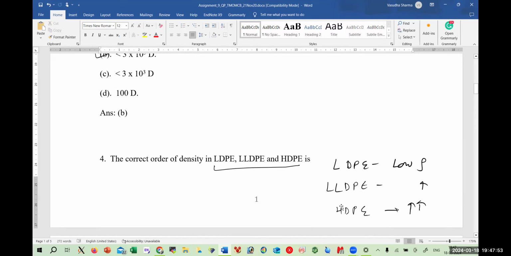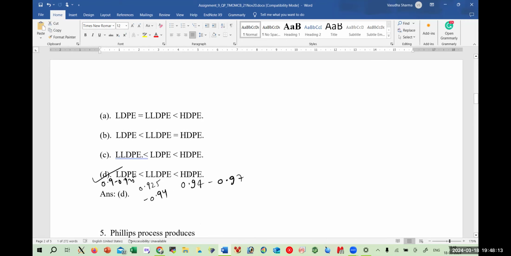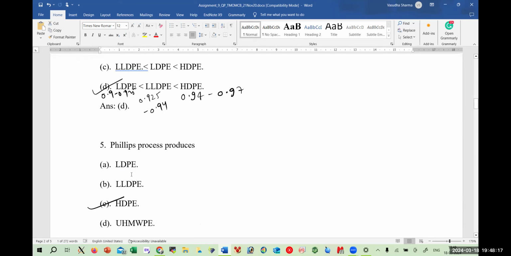Then it has been asked the correct order of density in these three particular polymers, classified based on density. You already know the name suggests high density polyethylene has up to 0.97. This is having up to 0.94 and this is having up to 0.925. Obviously the HDPE is more. So the HDPE is more, then LLDPE and then LDPE.